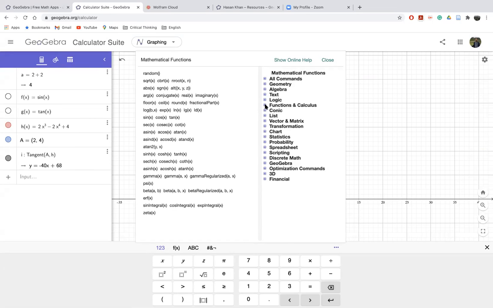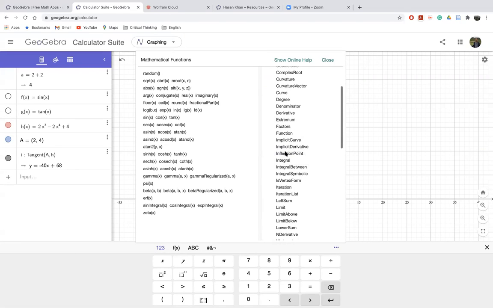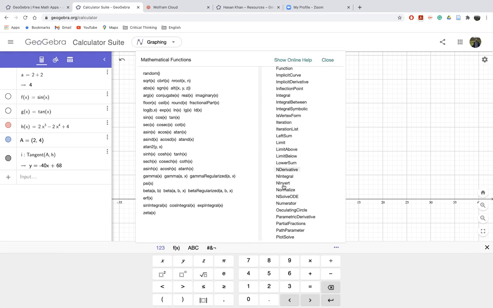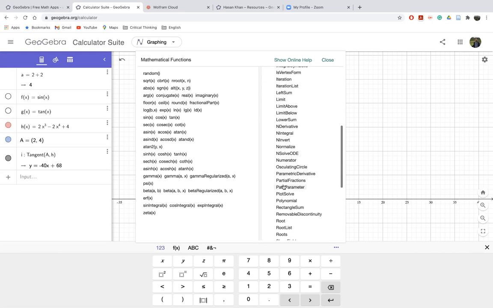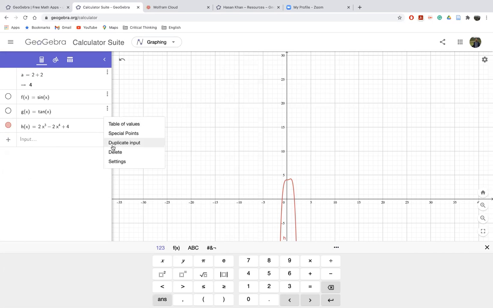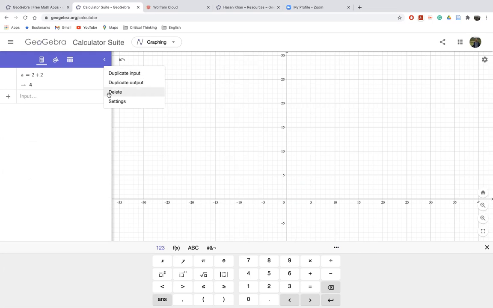If you click on functions and calculus, you have all these options for finding integrals, finding the derivative, finding the curve and derivative, and the extremum, the extreme points. That means we are going to explore most of these functions, and we will be using them instead of solving them using algebra. So first thing, let's find the limit of a function. Let's try to find the limit of some particular function.